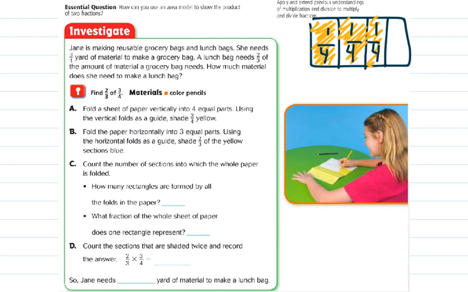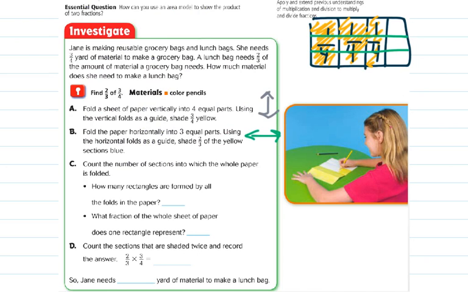Next, it says, fold the paper horizontally into 3 equal parts, using the horizontal folds as guide. So, this time we did vertical, and the vertical was up and down, and now for this one, we're going to do horizontal folds. So when we do our horizontal folds, we're going to make them into 3 equally sized sections. So we're going to go 1/3, 2/3, and 3/3.